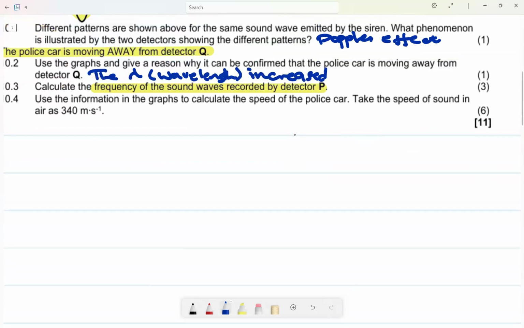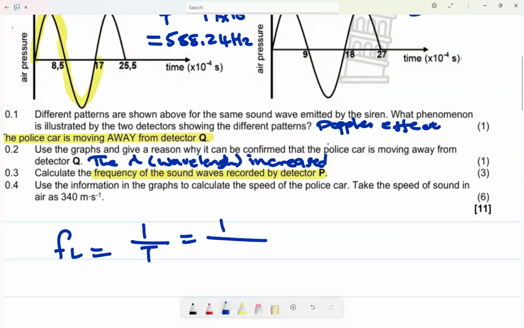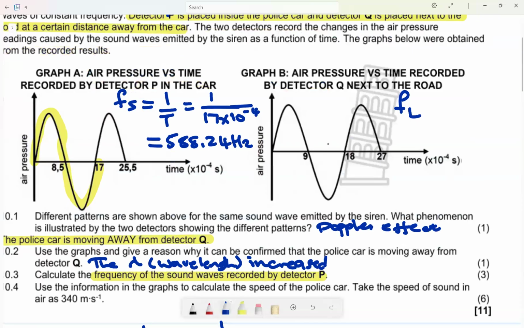Use the information in the graph to calculate the speed of the police car. Take the speed of the sound in air as 340. Now, what you need to do first is calculate the frequency of the listener by saying 1 divided by time. Frequency of the listener, it is 1 divided by time. Now, 1 divided by time taken to complete the full wavelength. It is how much time taken to complete the full wave.